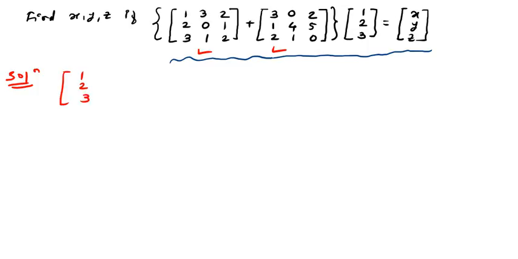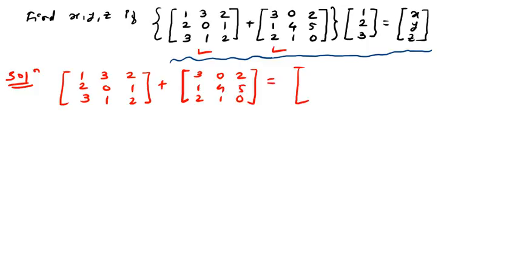1 2 3, 3 0 1, 2 1 2 plus 3 1 2, 0 4 1, 2 5 0. In addition we add the corresponding components. So this 1 will get added to this 3, so this will be 4, this will be 3, this will be 4, this will be 3, this will be 4, this will be 6, this will be 5, this will be 2, this will be 2. So we got this addition.